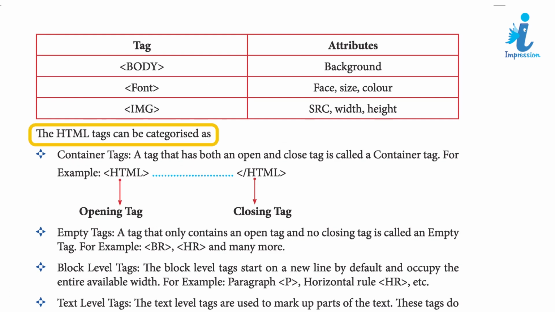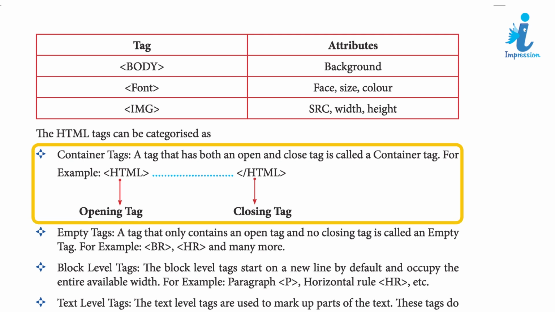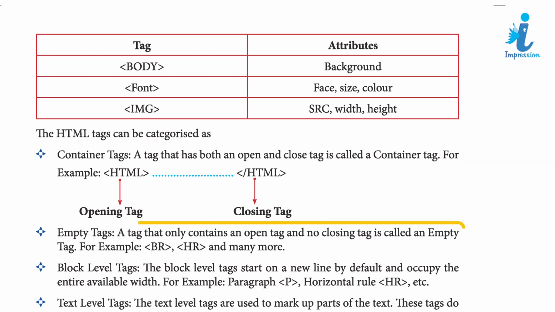The HTML tags can be categorized as container tags. A tag that has both an open and a closing tag is called a container tag. For example, HTML opening tag, HTML closing tag. Empty tags. A tag that only contains an open tag and no closing tag is called an empty tag. For example, BR, HR and many more.